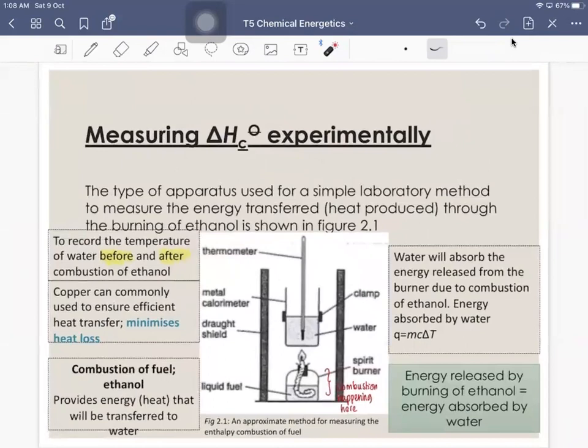Okay, so I hope that is clear. Next, we're going to talk about this expression. This expression is the one that is used to find the energy in the water that was given out by the burner.